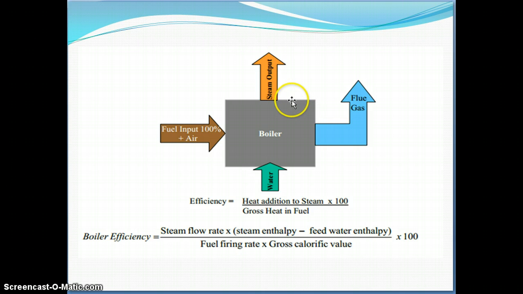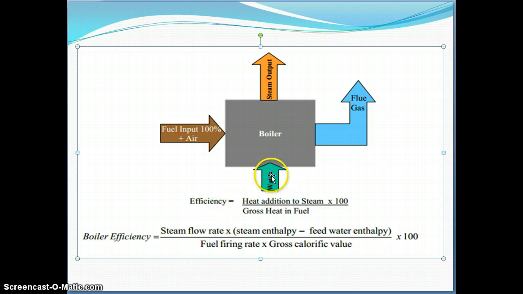Enthalpy is basically the heat content of the system. So steam enthalpy minus feed water enthalpy will give the amount of heat that is added, and times the steam flow rate, will give the total heat that is produced. As far as the input is concerned, the fuel firing rate times the gross calorific value gives you the total heat supplied by the burning of the given quantity of fuel. And this is another way of representing the boiler efficiency.